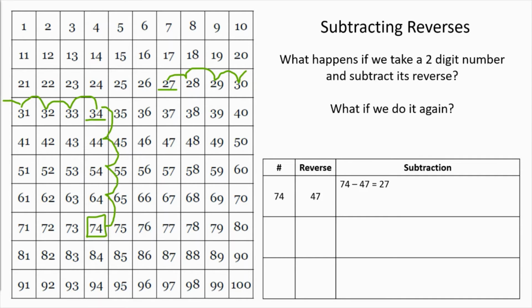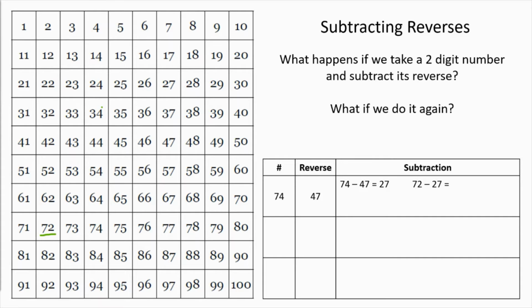The reverse of 27 will be 72. The 7 will switch to the tens place. The 2 will switch to the ones place. Now, I can't subtract 72 from 27 without going past 0. So we'll subtract 27 from 72.